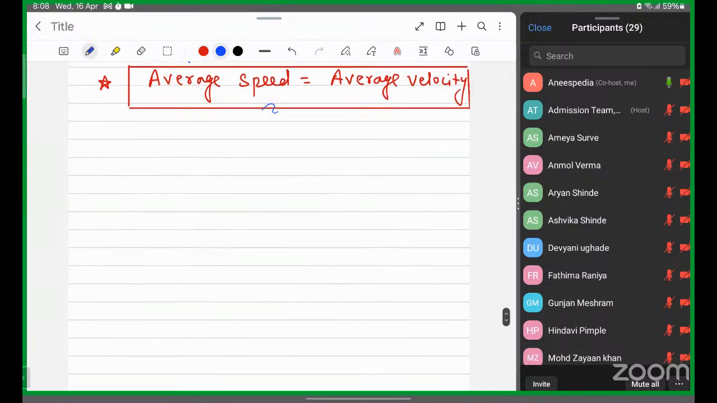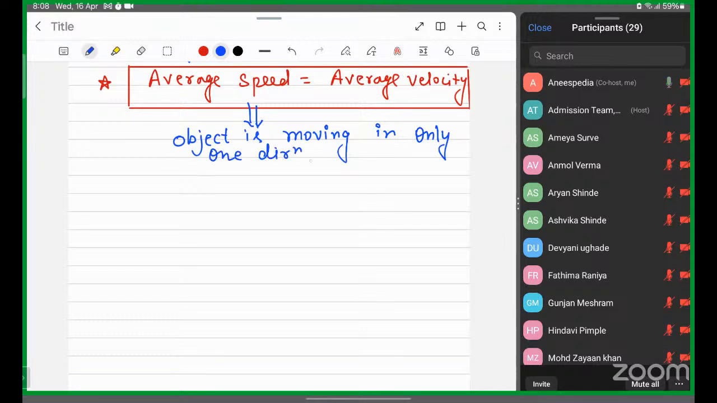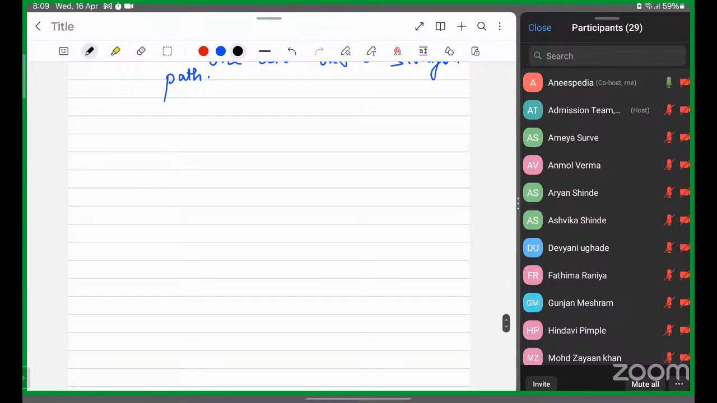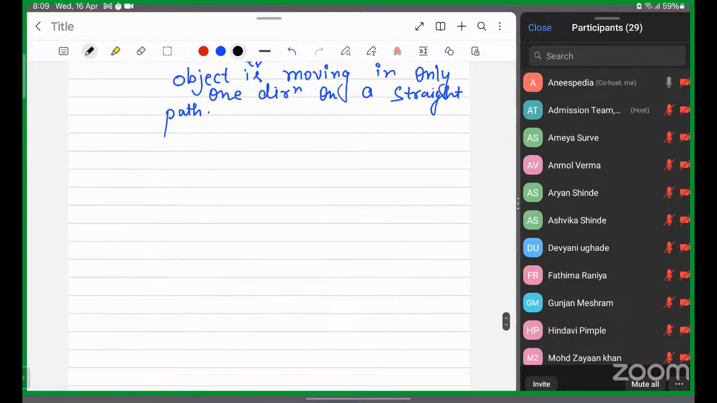That is possible if and only if the object is moving in only one direction on a straight path. Understood or any doubt? Yes.